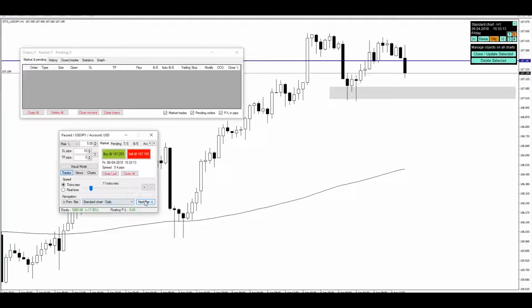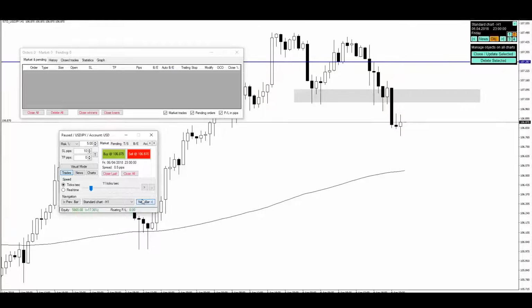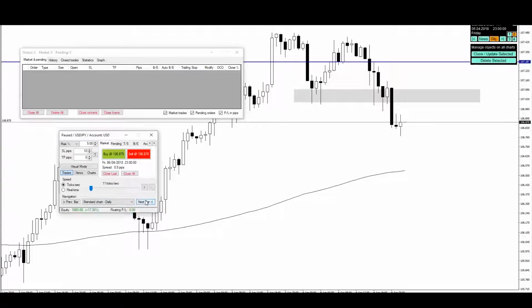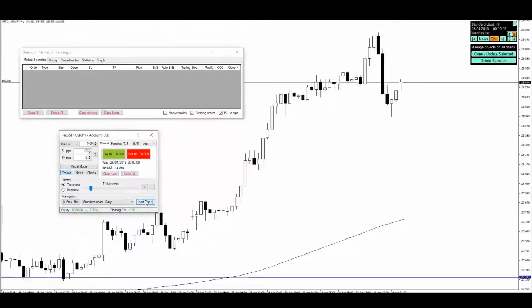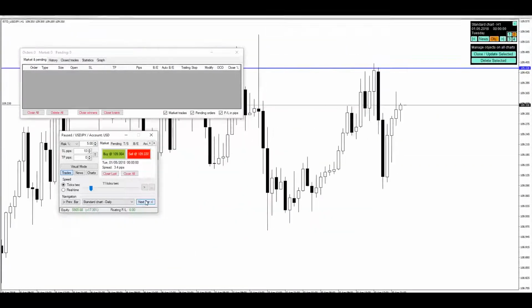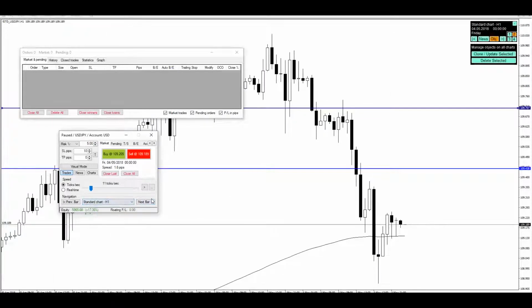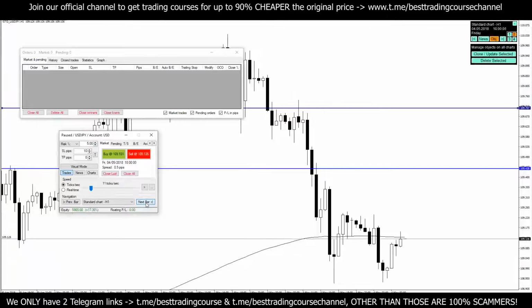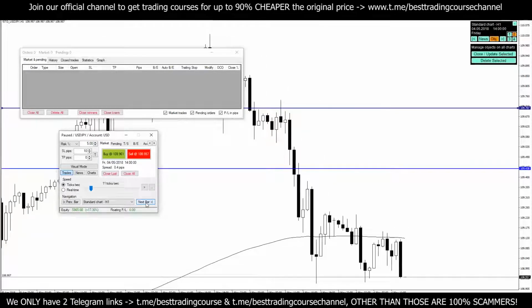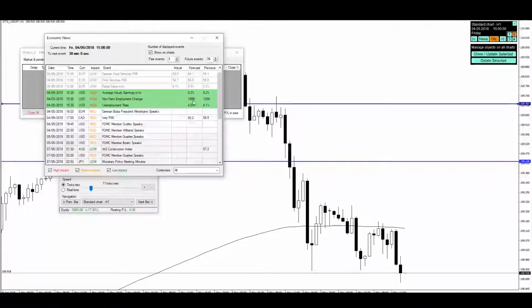Okay, so let's see what happens. Oh wow, look at that. Dropped. Okay, let's go to the next NFP, which is the month of May. Let's see here. Non-farm payroll. Ooh, they're expecting good numbers now.